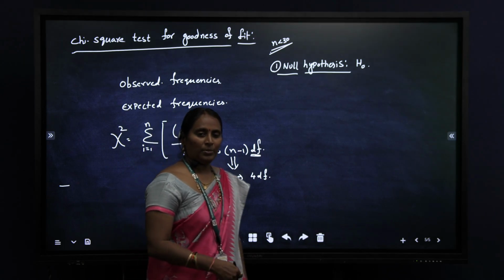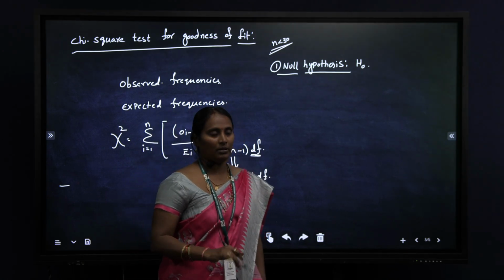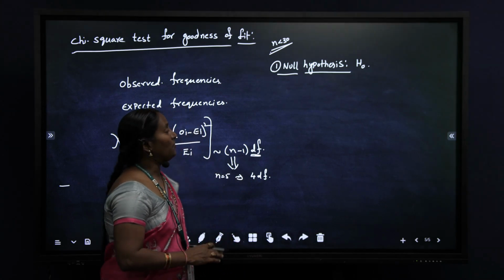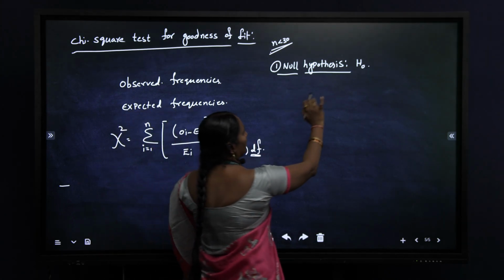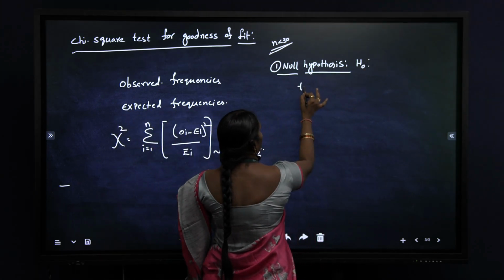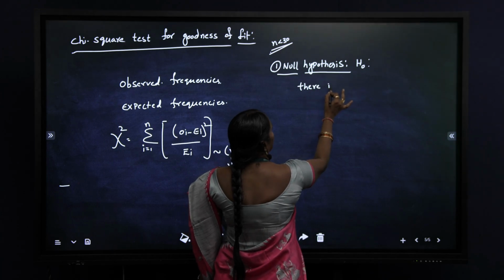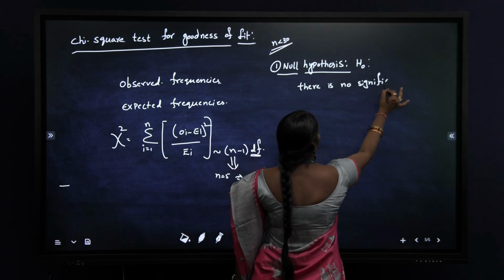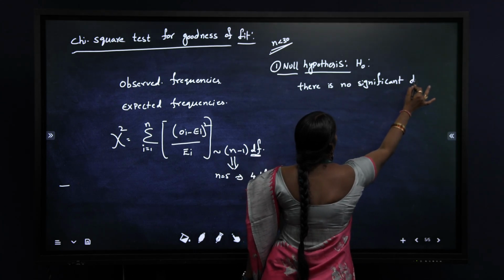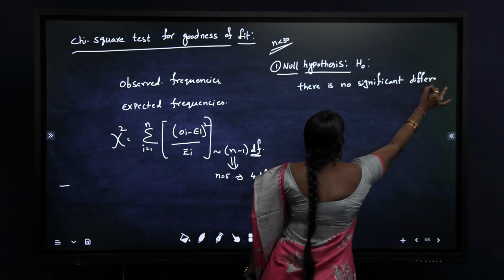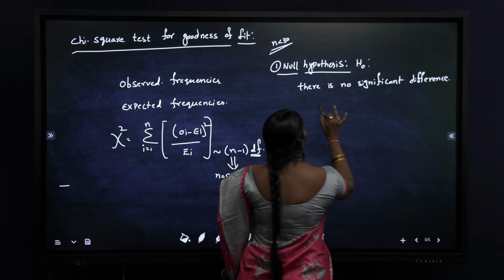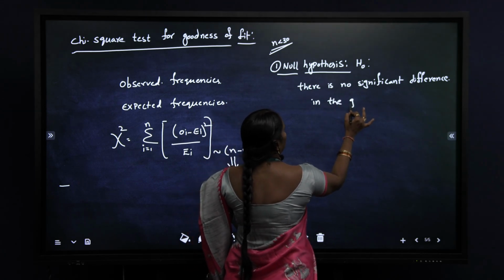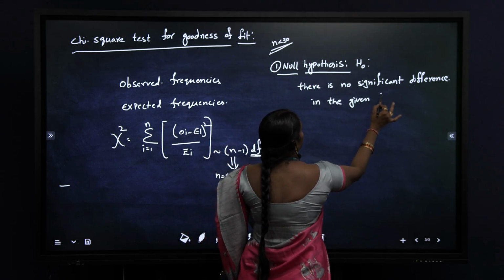For what purpose are we doing this? Suppose we are going to check whether this data is right or wrong. The first step we take is the null hypothesis H naught. What is H naught? Here we are assuming that there is no significant difference in the given data. Whatever the given problem we have, we take it as it is.